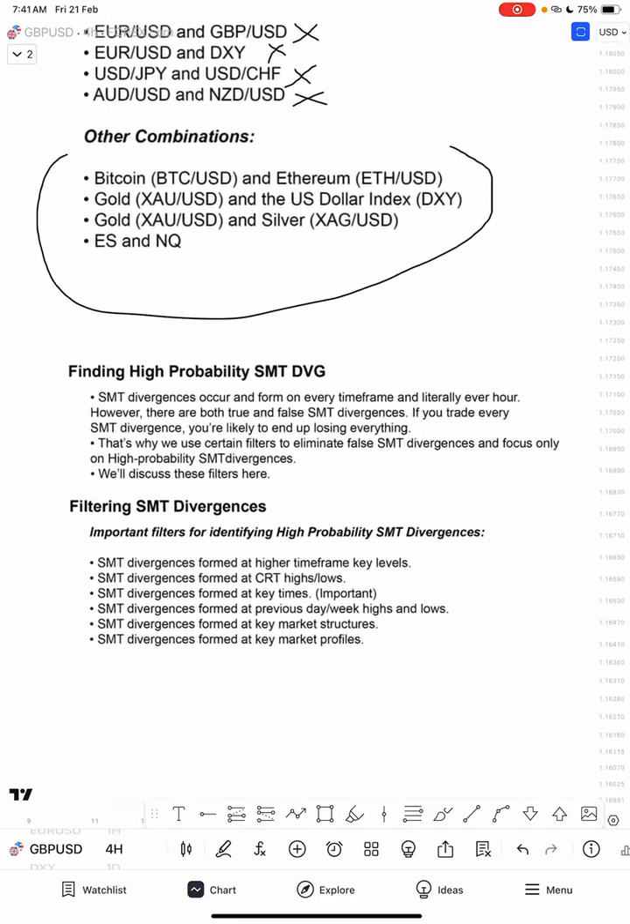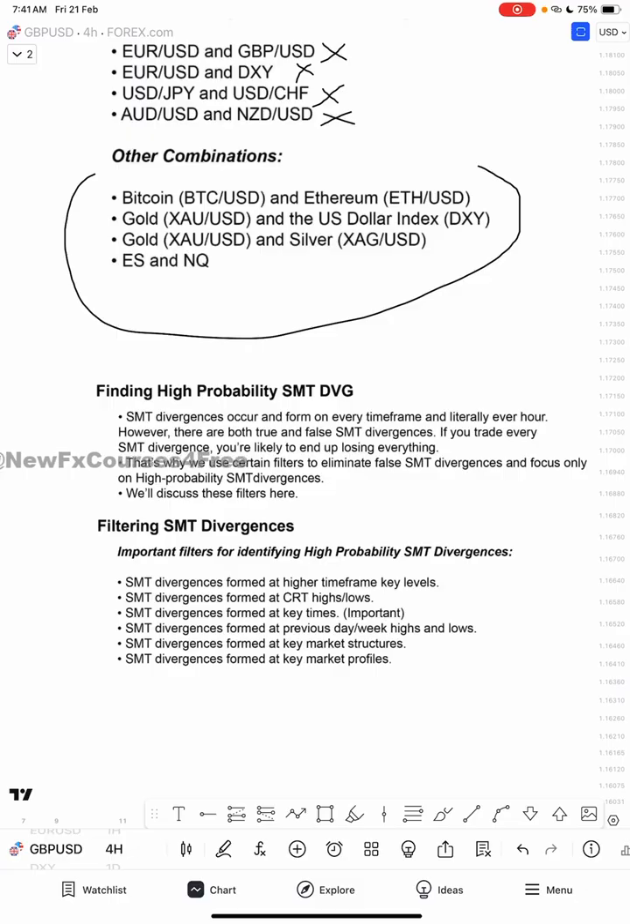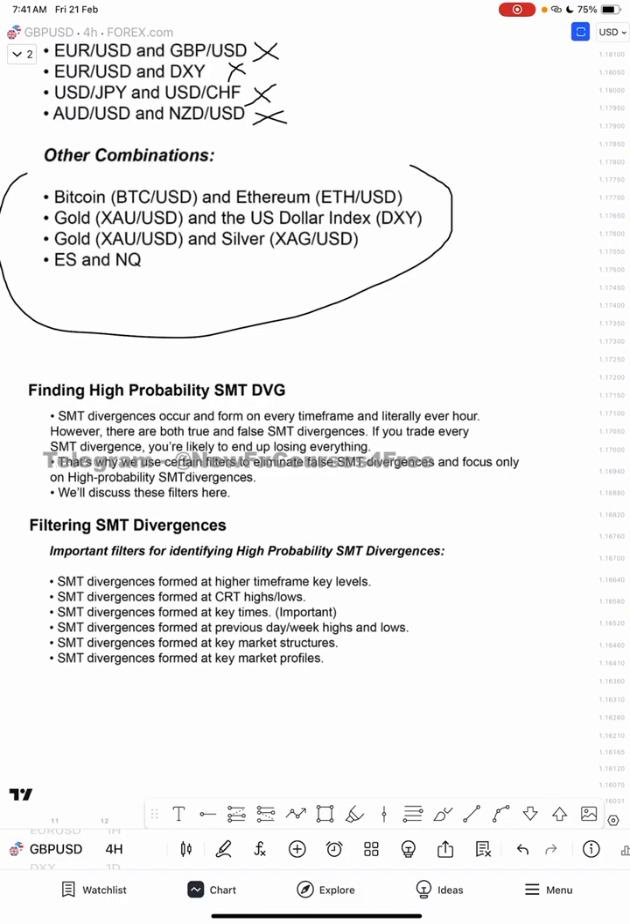So, finding high probability SMT divergences. SMT divergences occur and form on every time frame, literally every hour. However, there are both true and false SMT. If you trade every SMT divergence, you are likely to end up losing everything. That's why you use certain filters to eliminate false SMT divergences and focus on high probability SMT divergences.